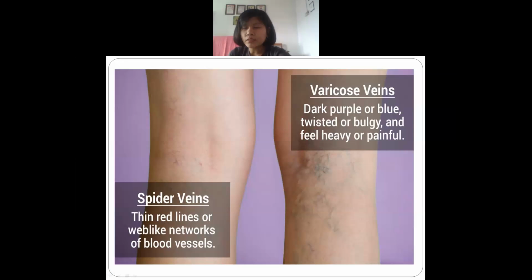Okay. So here are a few pictures of the varicose vein. In what color can you find the varicose vein? You can find that they are dark purple or else blue in color, and you will find that they are twisted. Twisted means they are all together, combined together, and sometimes you will feel bulgy also. Bulgy means a little bit puffing out, and the person will feel heavy or else painful also in the varicose vein.